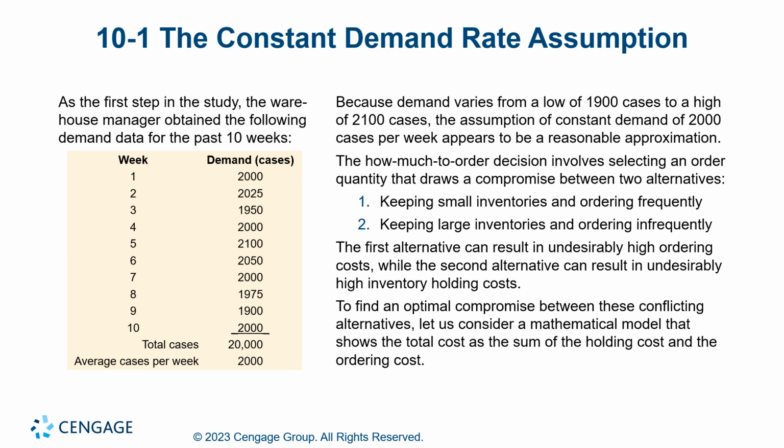So in practice, in real life, you'll find that the actual inventory situation very seldom, if ever, satisfies the assumptions of the model exactly. Therefore, in any particular application, the manager must determine whether the model assumptions are close enough to reality for the model to be useful. And in this situation, because demand varies from the minimum of 1,900 in week 9 to the highest in week 5, which is 2,100 cases, the assumption of constant demand of 2,000 cases per week appears to be a reasonable approximation.